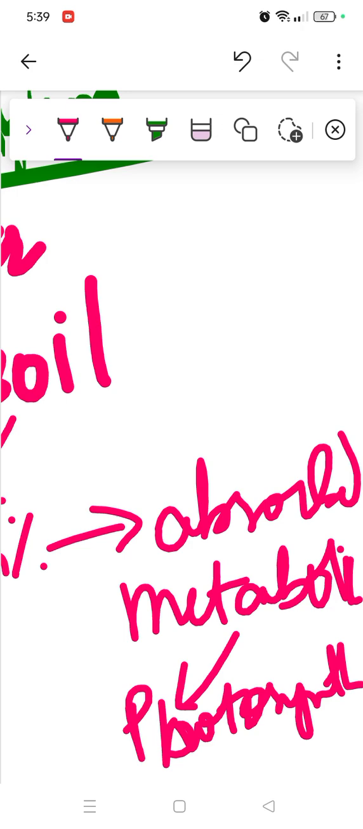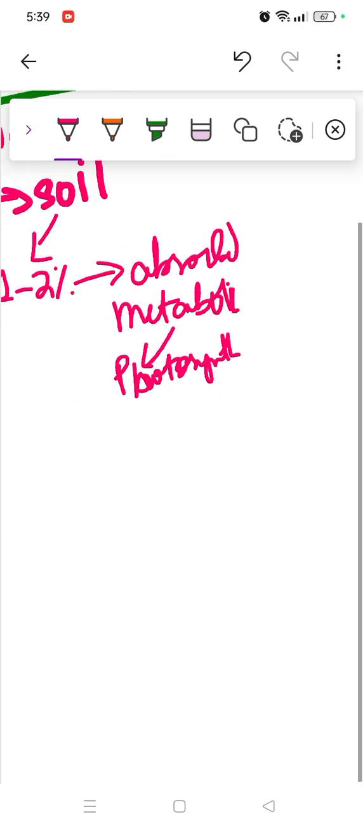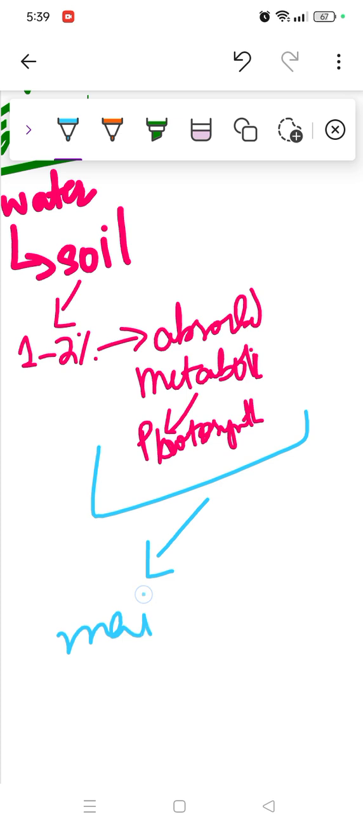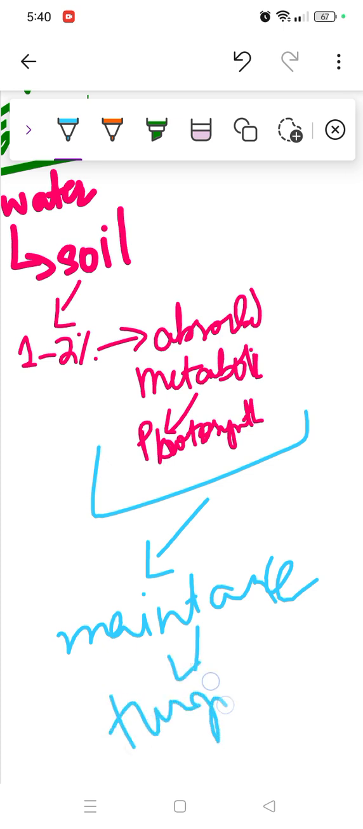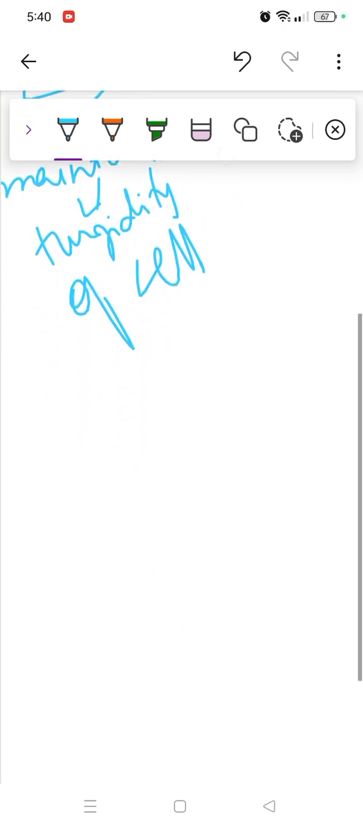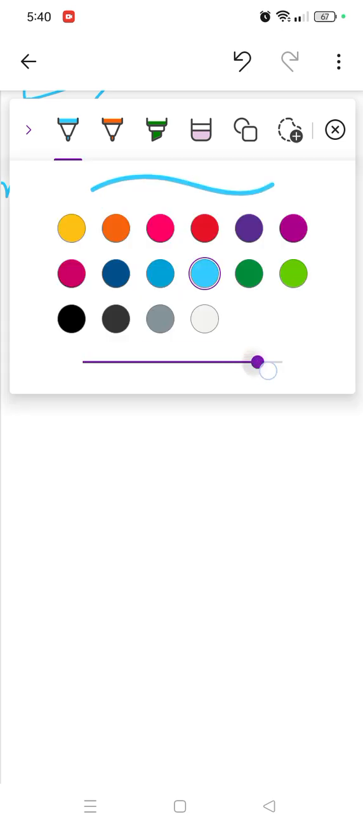These metabolic activities are very important because they help in maintenance of turgidity of cells. This means they help in providing a good shape. And then there's also loss of water vapors through other processes.